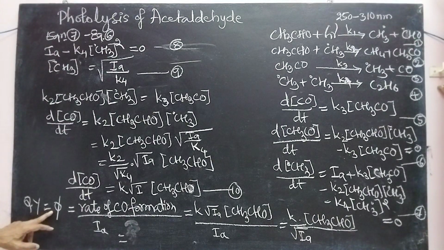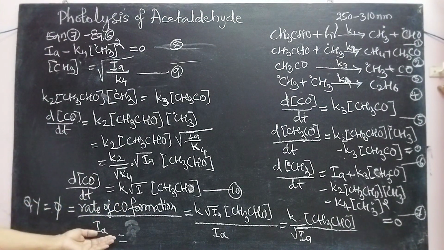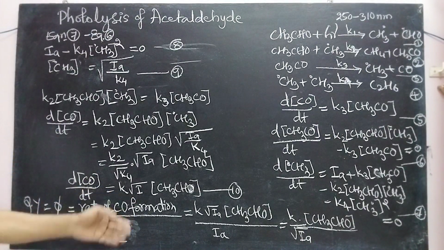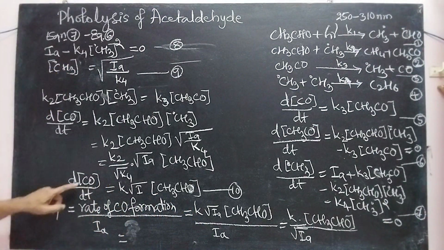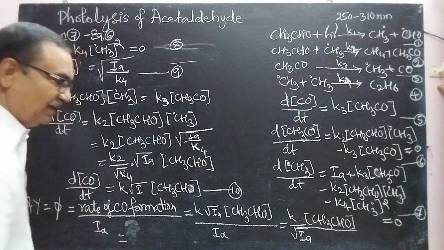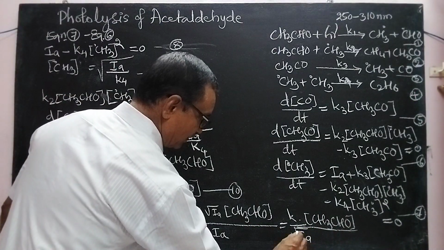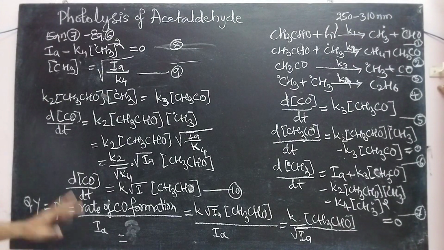Then quantum yield is nothing but the rate of reaction divided by the rate of light radiation absorbed, or the amount of substance reacted in a given time and the amount of light radiation absorbed in a given time. Thus this is the rate of this reaction we may take, divided by IA, the intensity, which can be made equal to K into CH3CHO divided by IA. This is the expression for the quantum yield.